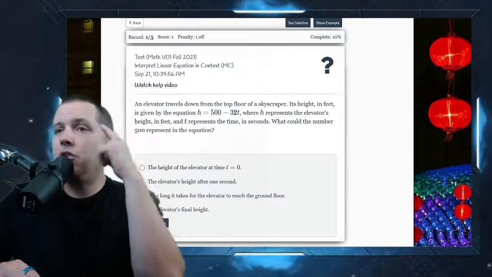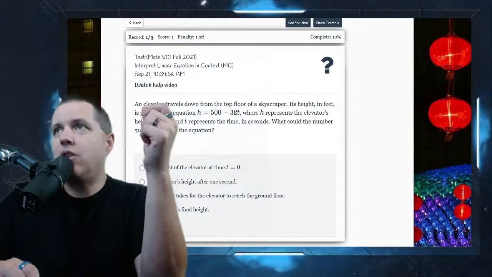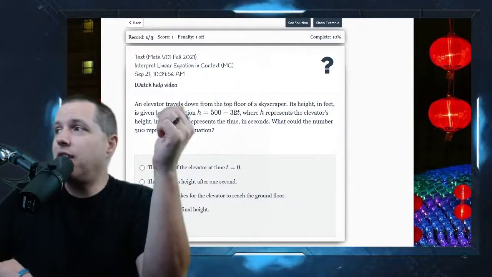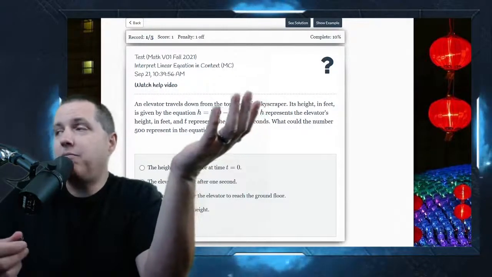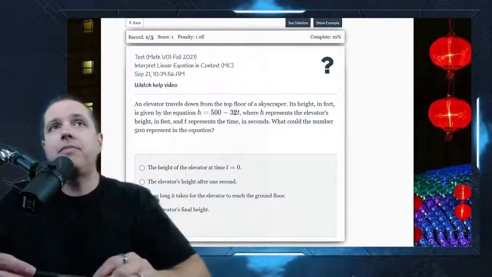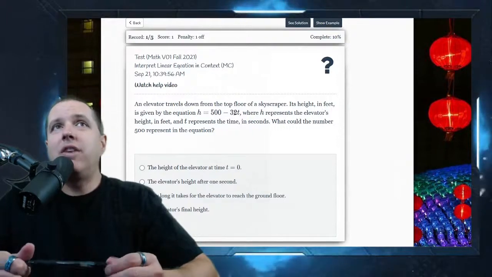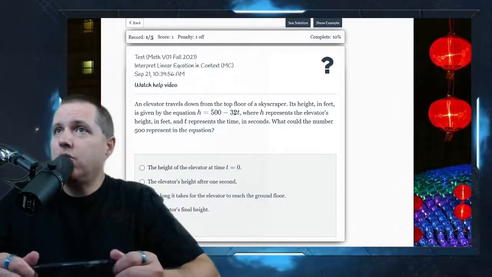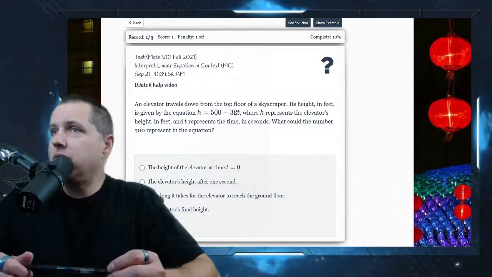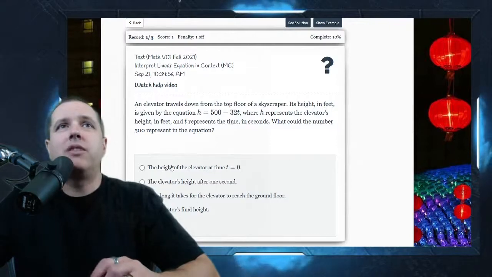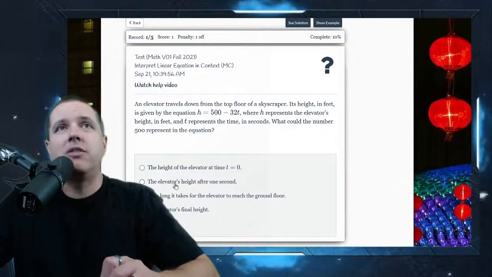How do we interpret that in terms of the problem? What is time 0? When 0 seconds have passed, what do we call that? Oftentimes in your science classes, you're going to call that your initial condition, but it means when you started. Right? If 0 seconds have passed, that's right when the experiment started. Oh, so that's when things started. So what we can say is the height of the elevator at time 0 was 500 feet. The elevator was 500 feet tall when we started measuring. Okay? So let's see. How can we best answer that? The height of the elevator at time t equals 0. That's true. There might be a better answer, a little more specific.